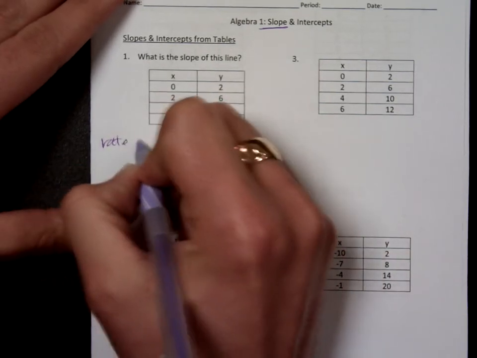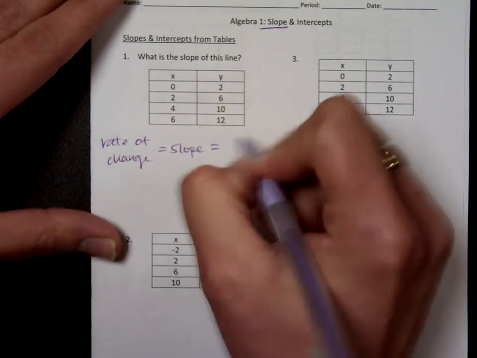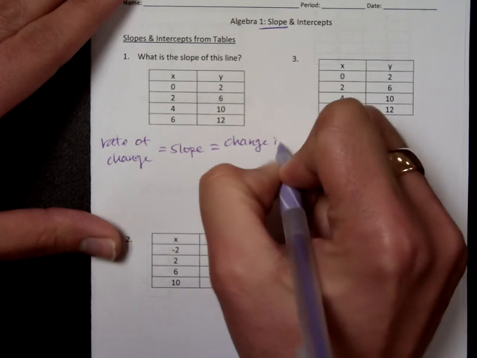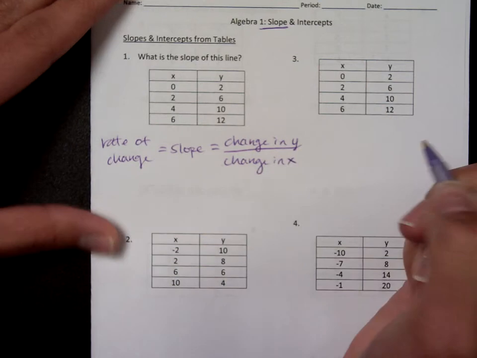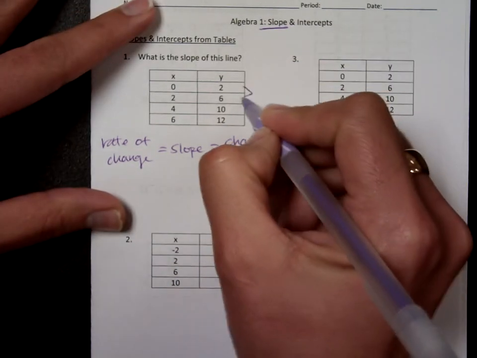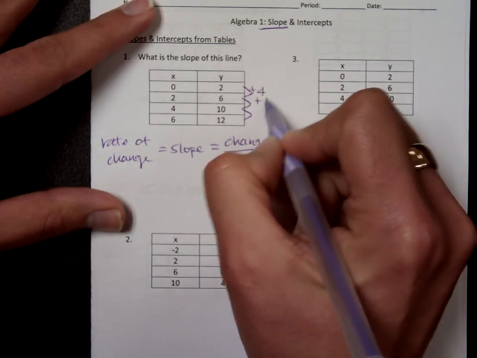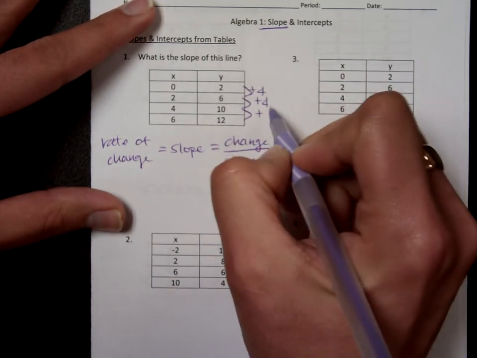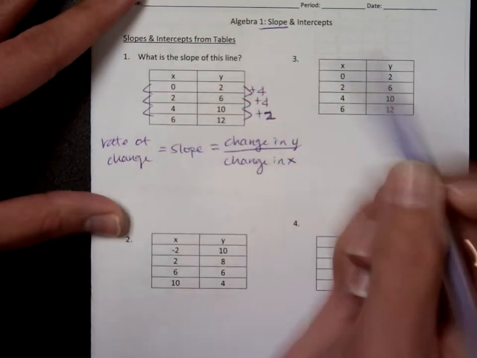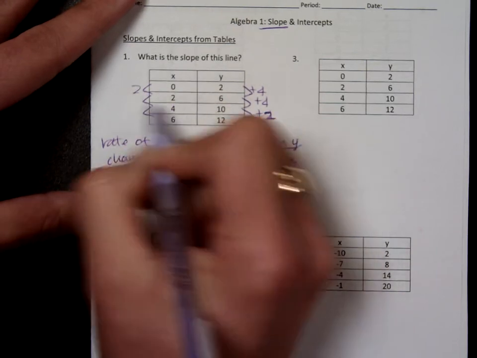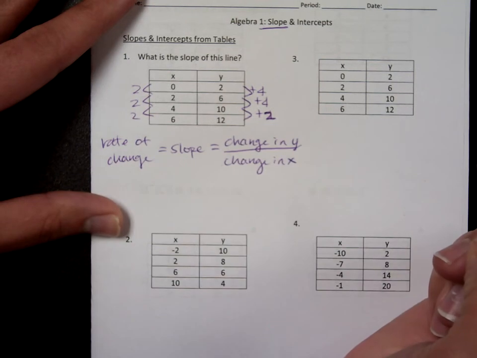So rate of change equals slope equals change in y divided by change in x. That's what we've been doing this whole week. So here, if I look at my table, I go up by 4, 4 there, and 2 here. Over here, I go up by 2, and up by 2.